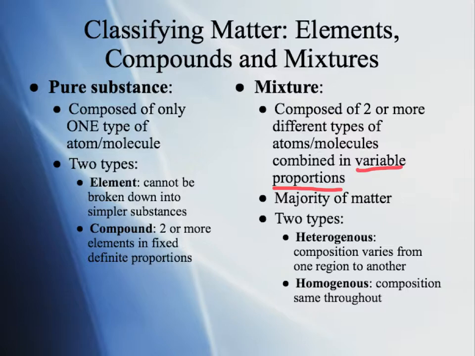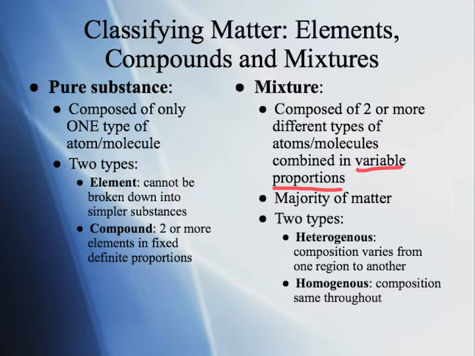The majority of matter is made up of mixtures of some sort. In fact, I do have to let you know that rubbing alcohol is probably not pure rubbing alcohol. It's probably mixed with water. So it is a mixture of water, H2O, and isopropyl alcohol. There are two types of mixtures, one we call heterogeneous and the other is homogeneous.